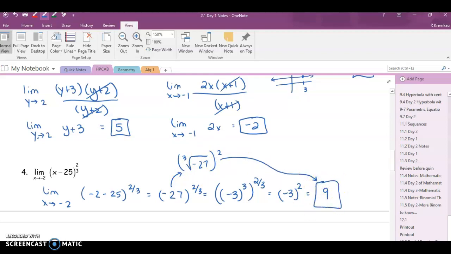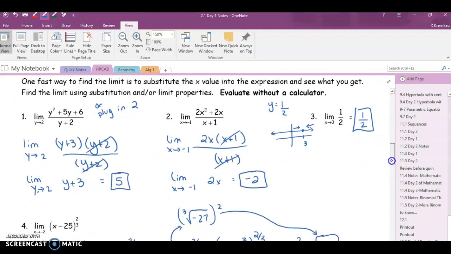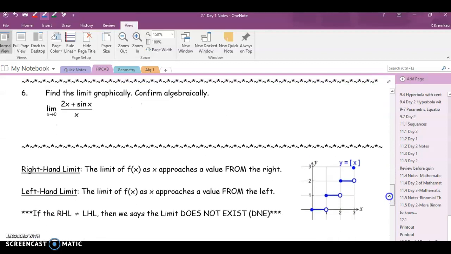Okay, so limits are going to require you to really remember how to graph different things and be able to plug values in, and also be really good at factoring. So that's kind of the start of limits. We will finish the back side of the notes tomorrow.